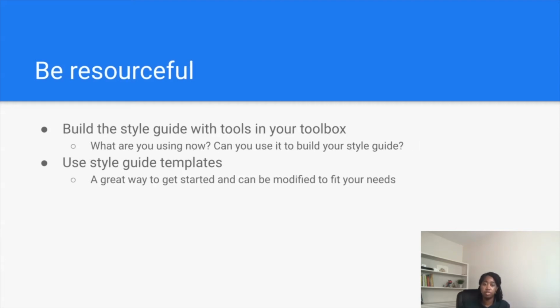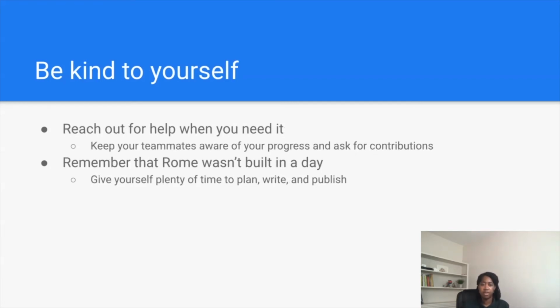You do need to be resourceful if you can. So try to build the style guide with tools in your toolbox. So whatever you're using now, see if you can use it to build your style guide. And then also try to use style guide templates if you can, because they're a great way to help you get started and can be modified to fit your team's needs. And then lastly, be kind to yourself, especially now because we are still in a pandemic. So I would say it's really important to give yourself some grace, some space, some room to breathe.